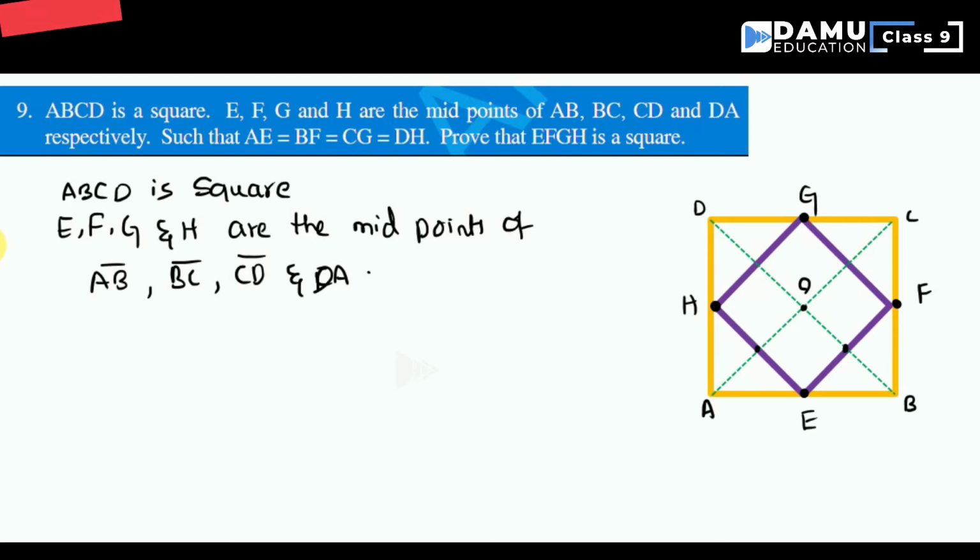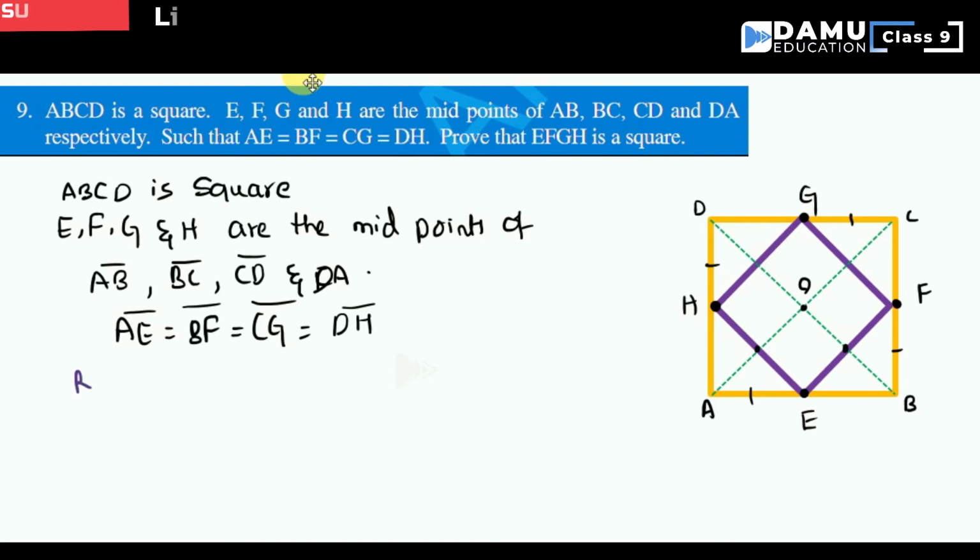So it is given that AE will be equal to BF, that will be equal to CG, and that will be equal to DH. These are equal, and E is the midpoint, meaning AE will be equal to EB. So we have to show what is required to prove.